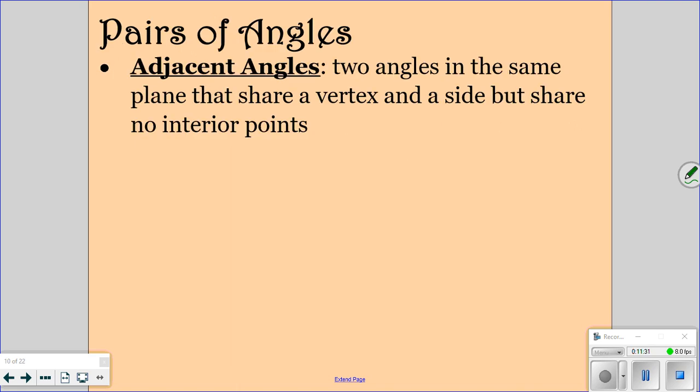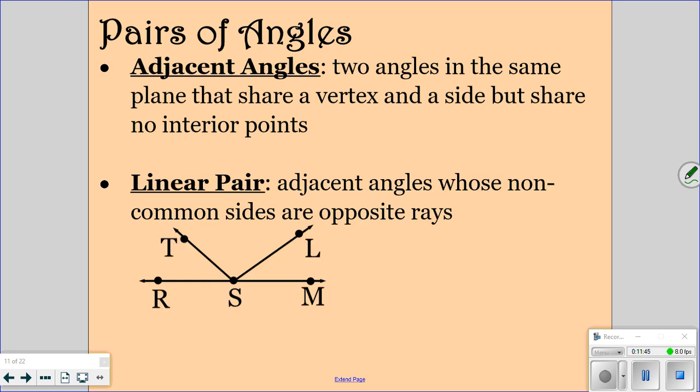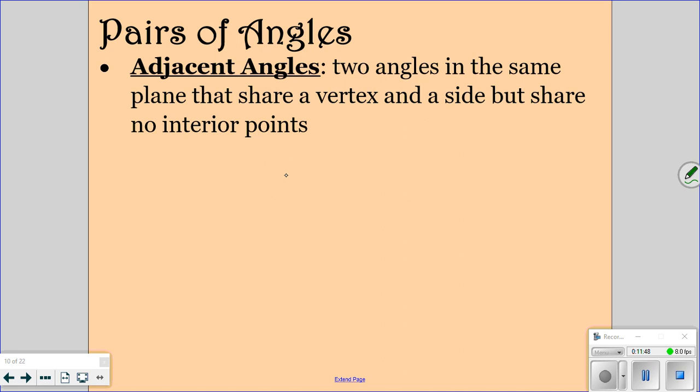Okay, so let's look at pairs of angles. Adjacent angles are 2 angles that are in the same plane that share a vertex and a side, but they share no interior points. Let me draw a picture of that real quick, just in case. Adjacent angles are like neighboring angles. This angle here and this angle are adjacent. They're sharing a vertex and they share this side, but they don't have anything that overlaps.